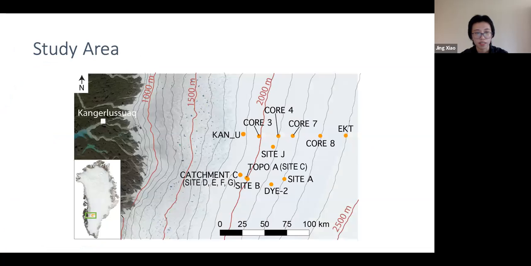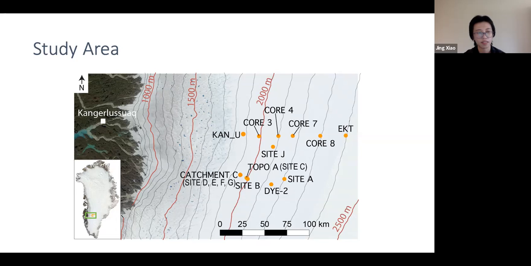This is a map of my study area. The inset here shows its location within the whole of Greenland. And the field data was collected during 3 field campaigns in the late spring of 2017, 18, and 19. The orange dots here are all the sites. There are 14 sites in total, where we retrieved firn cores. The site DFG here, because they are located within several kilometers, is shown with only 1 dot here.